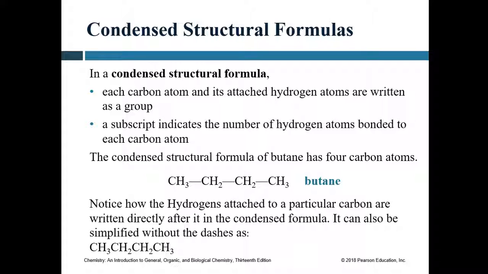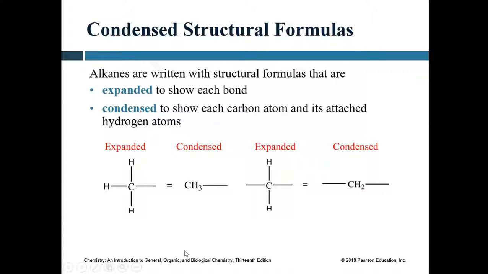Now notice how the hydrogens attached to a particular carbon are written directly after it. Or it can be simplified without dashes like so. CH3, CH2, CH2, CH3. All different ways to show the exact same writing of the carbon and hydrogen molecule. So we have carbon with its 3 hydrogens attached to something, which could also be written as CH3. This particular carbon that is attached to 1 atom here and 1 atom here, probably a carbon here and a carbon here, it has room for 2 hydrogens, so it would be written as CH2 with the attachment left and the attachment right.